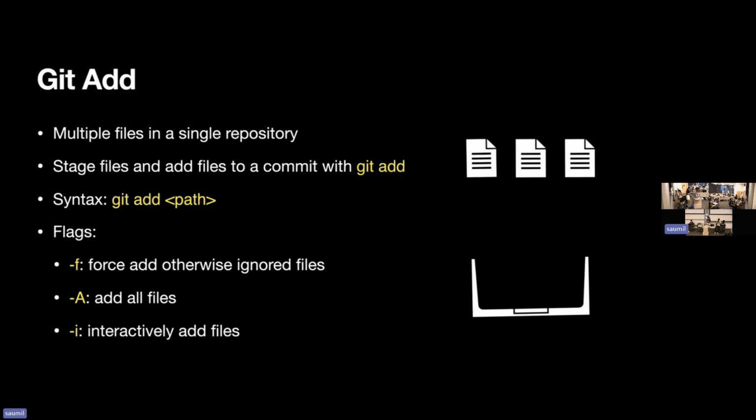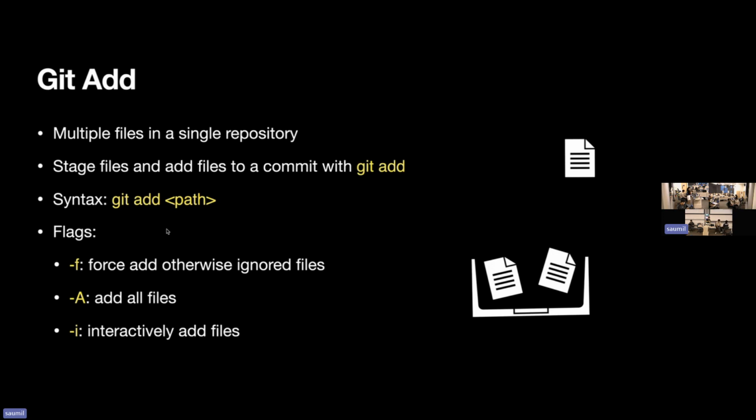Okay, so basically, we stage and add files to a commit with git add. This part is going to have a lot of animations, so just for the sake of consistency, we'll treat this box over here as the staging area. You pick and choose which files with git add, and you add them to this staging area. So the syntax is quite simple. You have git add plus the path to whatever file you want to add.